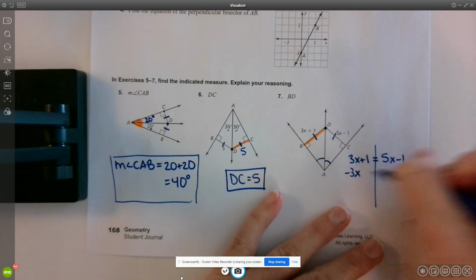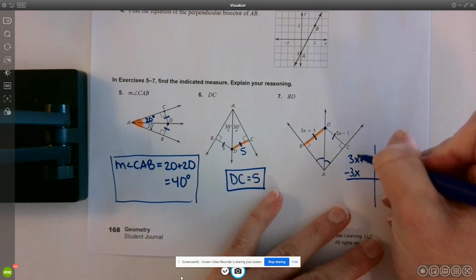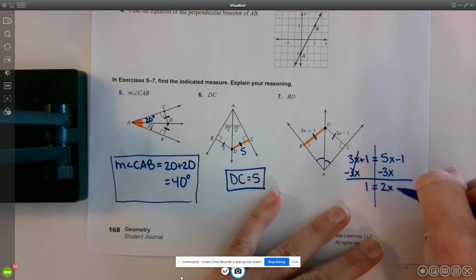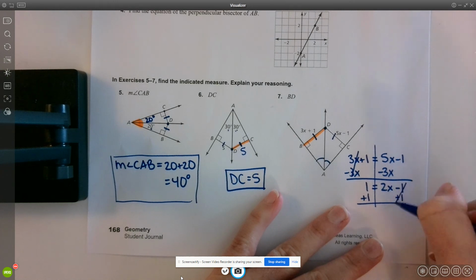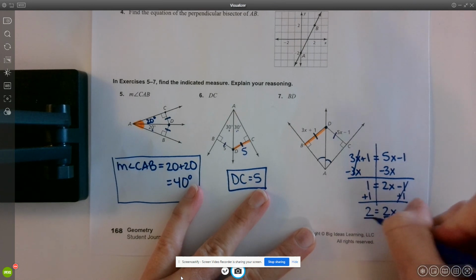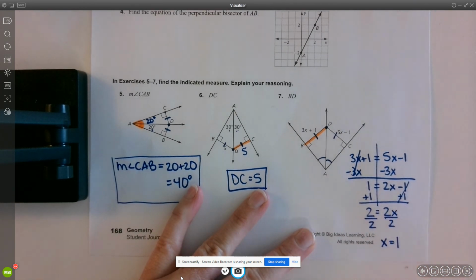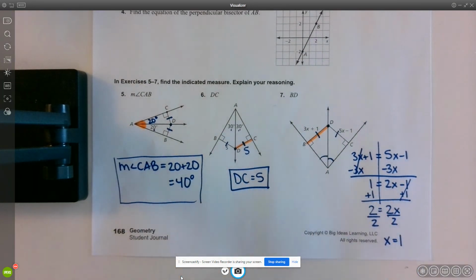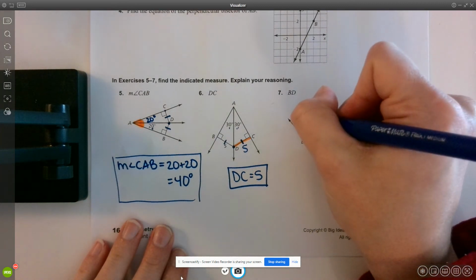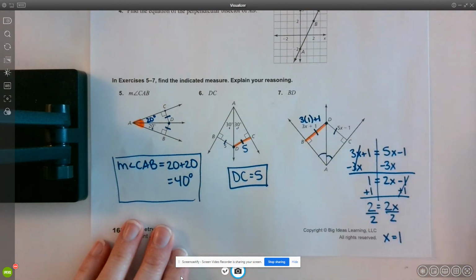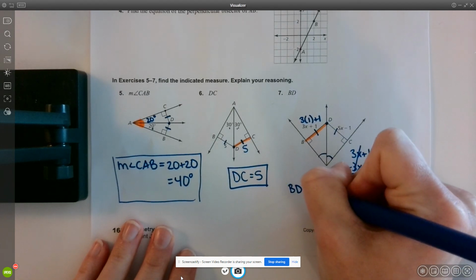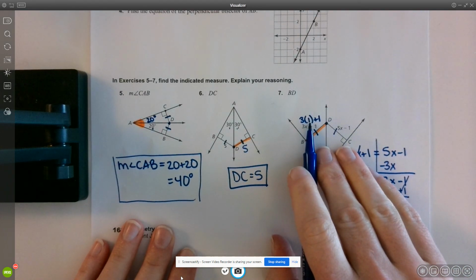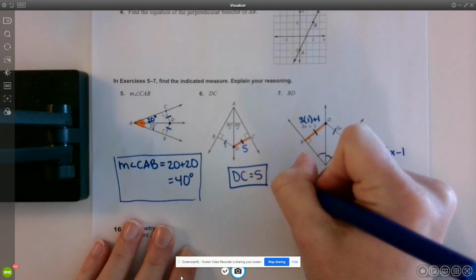Let's solve for x. And I get that x is equal to 1. Now be careful, I have to actually go back and find this length. So now I'm ready to substitute 1 in for x. So the length of BD is equal to 3 times 1 is 3, plus 1 is 4.